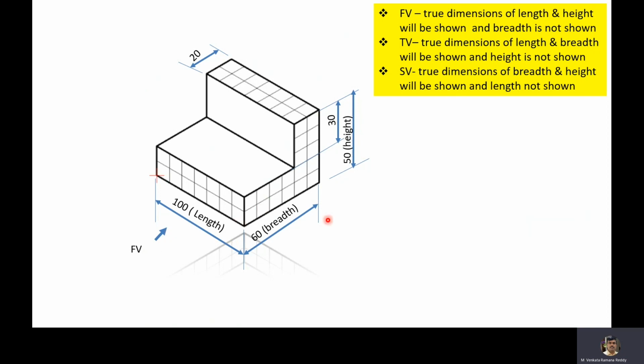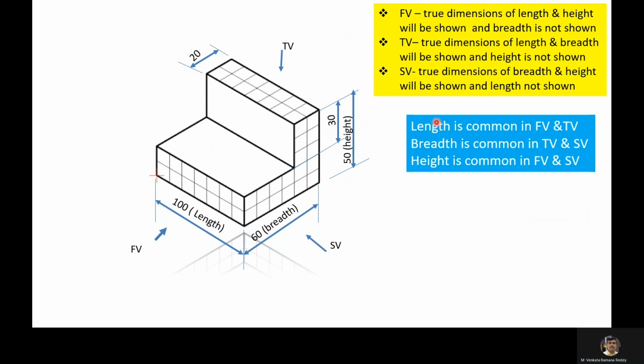This is the direction of the front view and this one is the direction of the side view and this one is the direction of the top view. In the case of front view, we are able to see the true dimensions of length as well as height, whereas in the case of top view, we are able to see the true dimensions of length and breadth, whereas in the case of side view, we are able to see the true dimensions of breadth and height. That is, length is common in front view and top view, breadth is common in top view and side view, height is common in front view and side view.